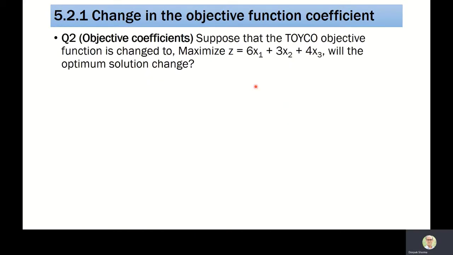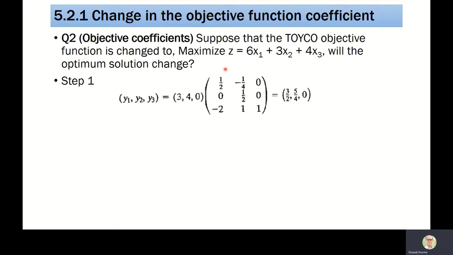Let us see another scenario in terms of question number 2. Now here, suppose that the TOYCO objective function is changed to maximize Z. So the equation is given. Will the optimum solution change? So let's see that. We will be finding step 1, and here the row coefficients: x2 corresponding to 3, x3 to 4, and x6 was 0. So 3, 4, 0. Inverse of the matrix, we get 3 by 2, 5 by 4, and a 0.